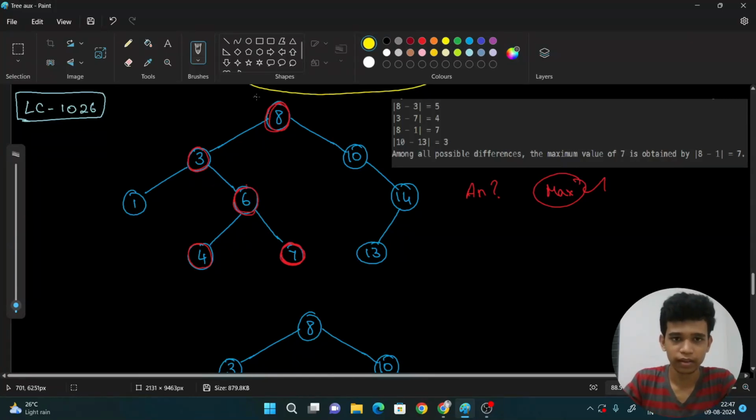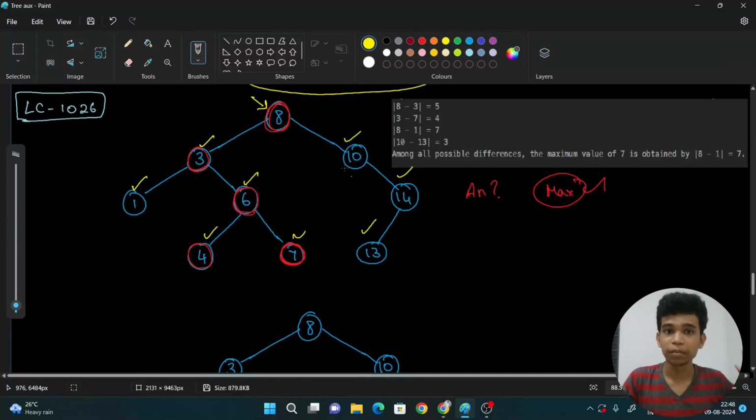Just see here. I am at this 8. For this 8, what are the possible values I can pair up? I can say this 8 is an ancestor of this 3, so I can pair up this 3. It is an ancestor of this 1, so I pair up with this 1. 6, 7, 4, 13, 14, 10. So I can pair up with all elements below it, which means I can pair up with its subtree. Right? And I want to take the absolute difference between them.